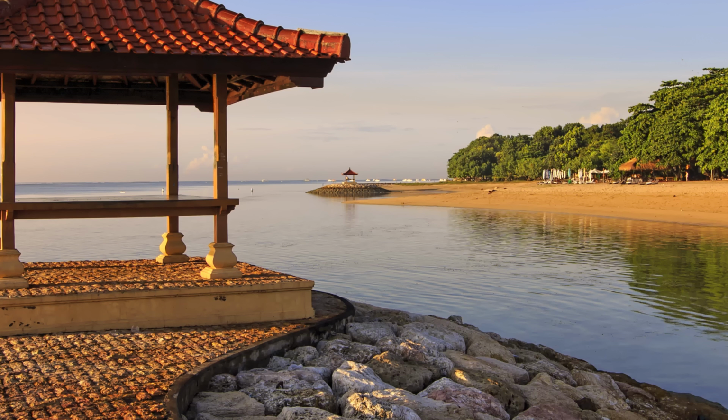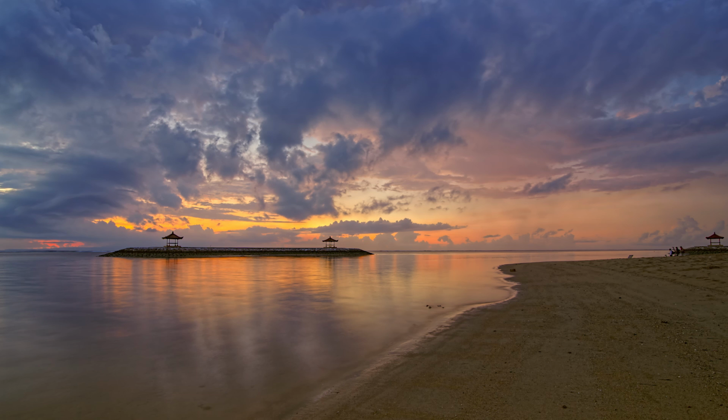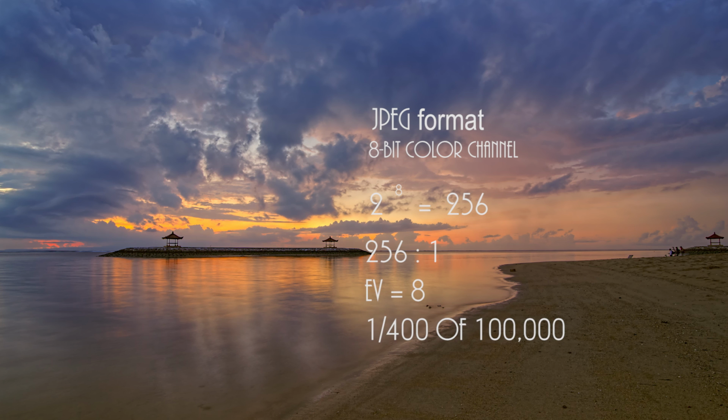Let's take a look at the images we take with our cameras. If you capture an image in a JPEG format with its 8-bit per color channel, the highest dynamic range will be 2 to the 8, which is only 256 to 1, an EV of only 8 and about 1 out of 400 the dynamic range of our eyesight.